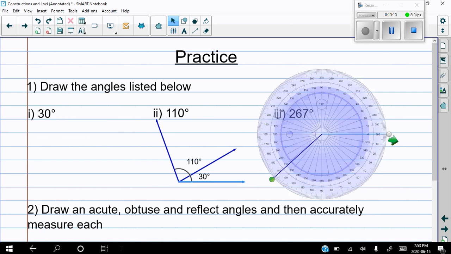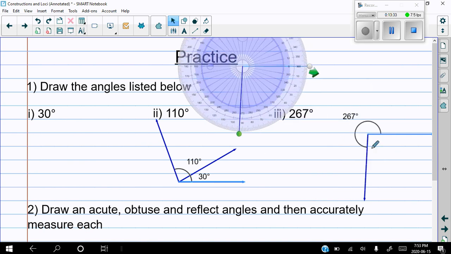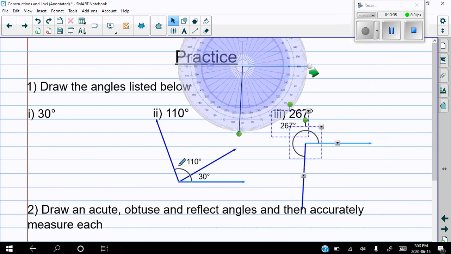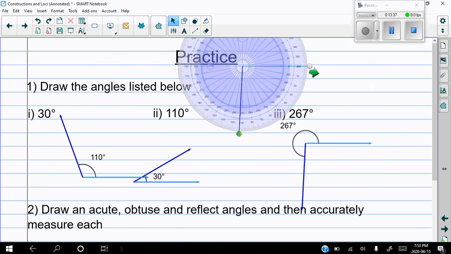Here, the last one is 267. Keep in mind, even looking at my tool, it's not showing accurately, so I have to do a little bit of math. I can do 1, 2, 3 back from my 270, which is my 267, and there. So your angles should look somewhat similar to this.